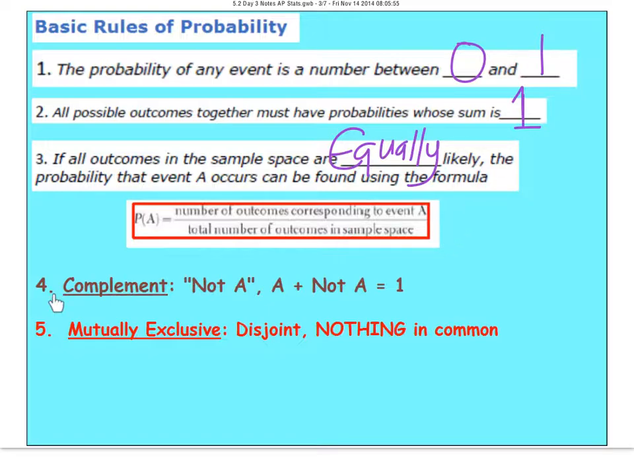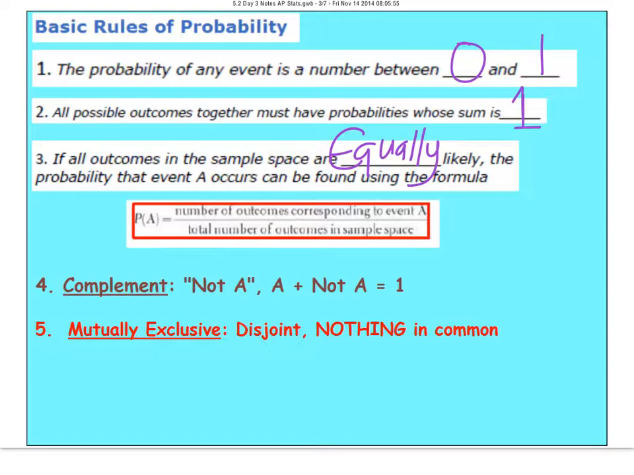Rule 4 is the complement theorem, which says not A. How do you find not A? Well, A plus not A would equal 1. A good example, what if event A meant I'm a guy? Well, if you add to it what means not a guy, it means you're a girl. So the guys plus the girls would equal the whole of 1.